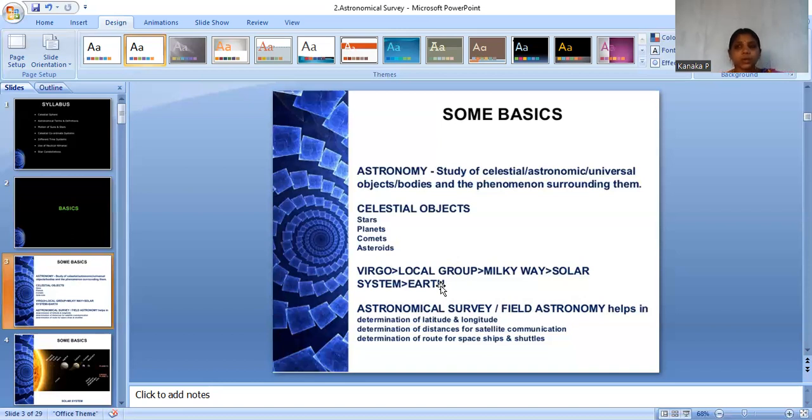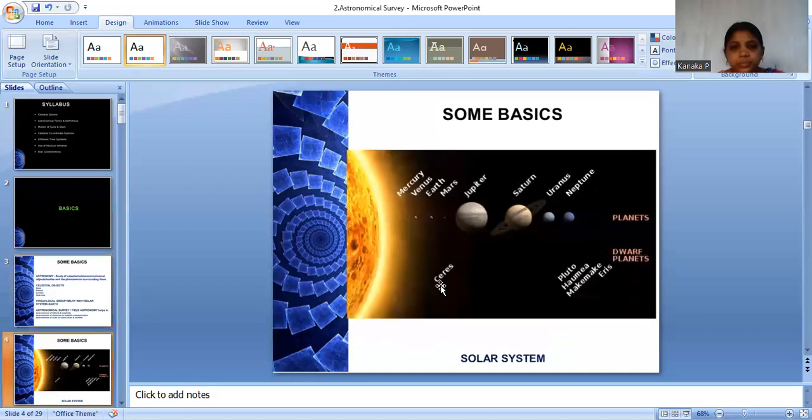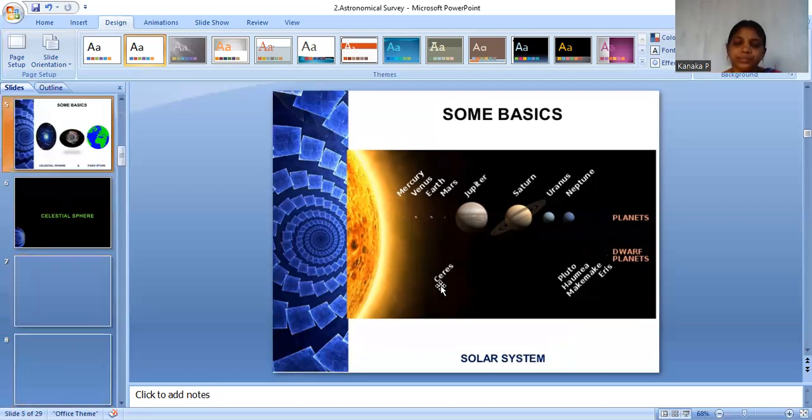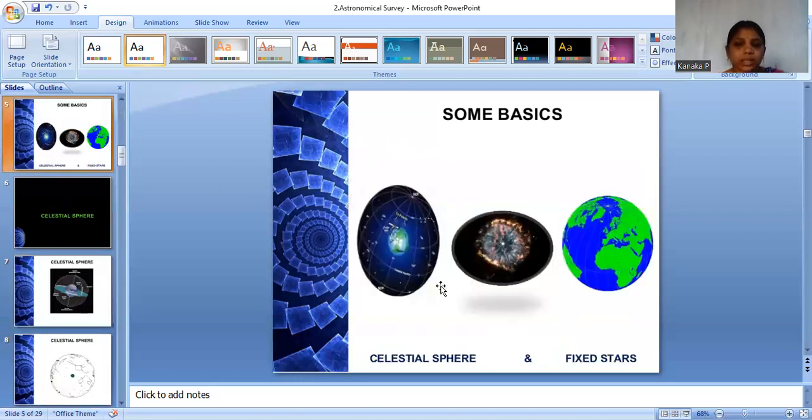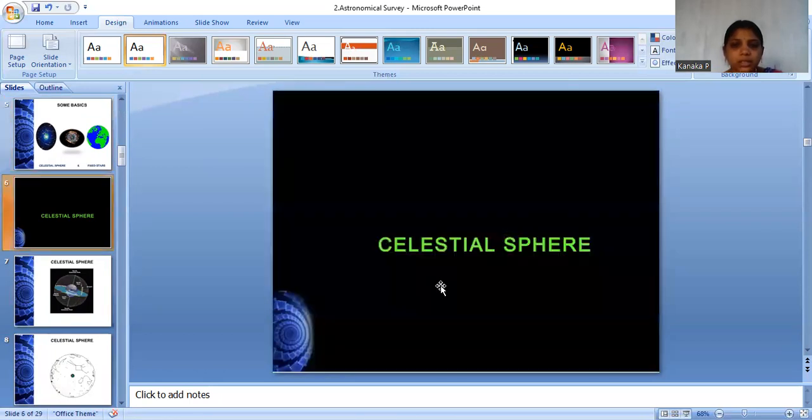So next main topic is the celestial sphere. In the solar system: Mercury, Venus, Earth, Mars, Jupiter, Saturn, Uranus, Neptune, Pluto. So this is the solar system, and this is the celestial sphere and this is the star.